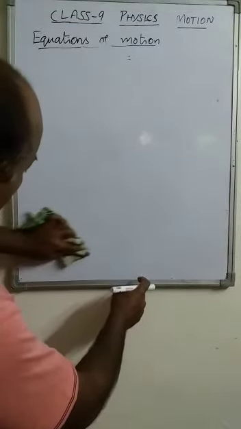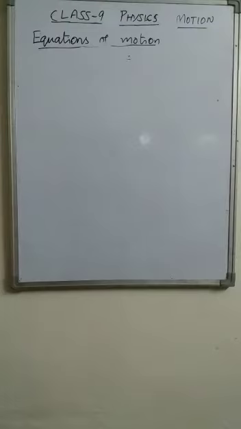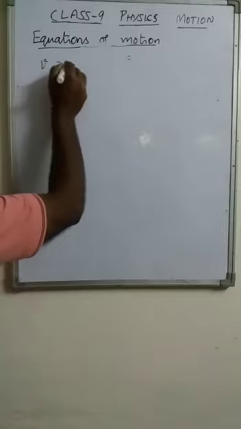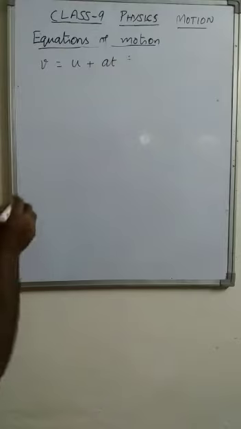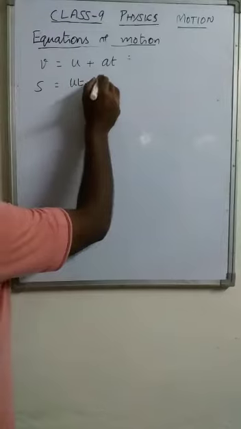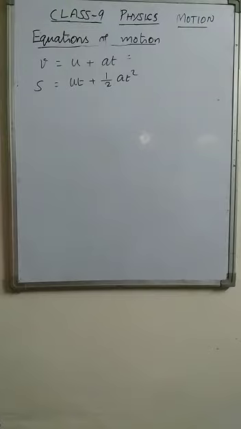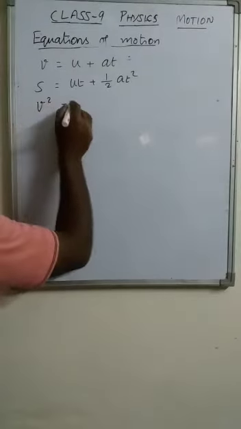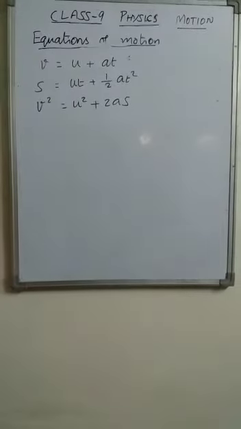And these equations of motion can be used for all uniform accelerated motion. Whenever an object is in uniform accelerated motion, any of these three equations can be used. That depends on the terms which are given to us, that is, what quantities are given and what is to be calculated. According to that, the equation must be used. Here I am writing out all the three equations.